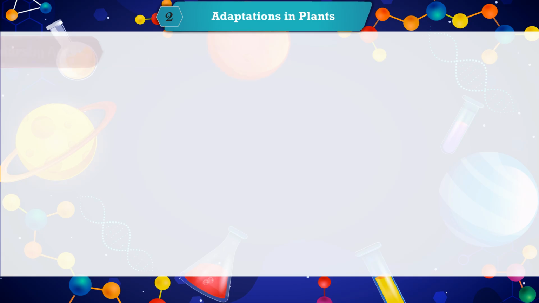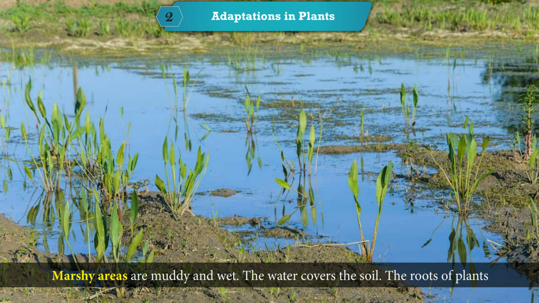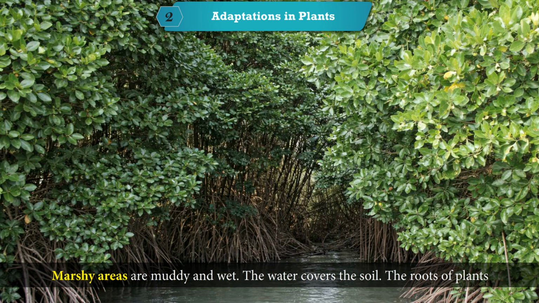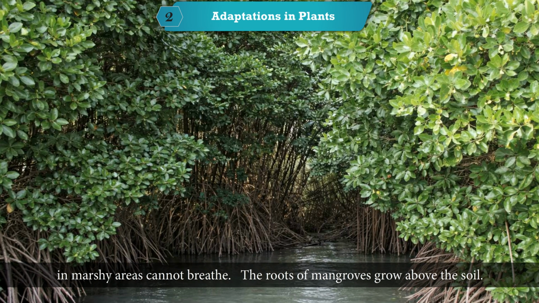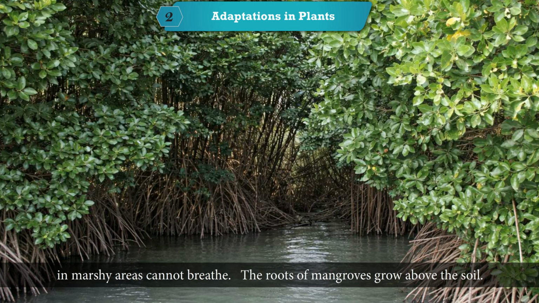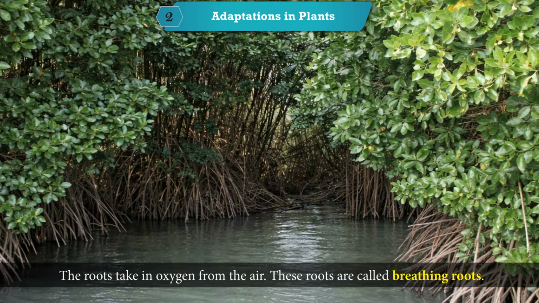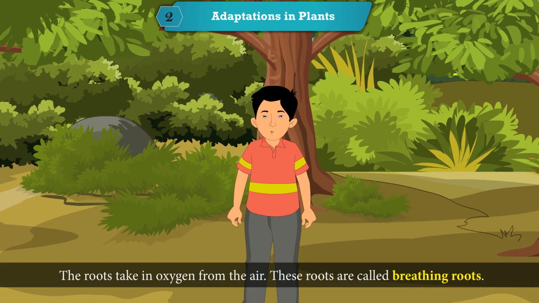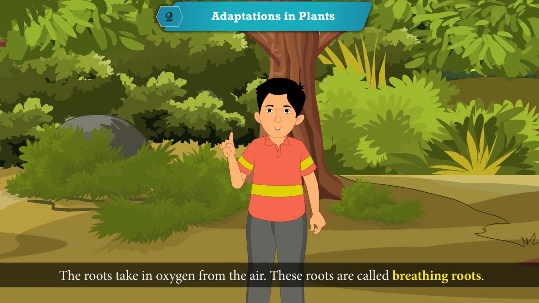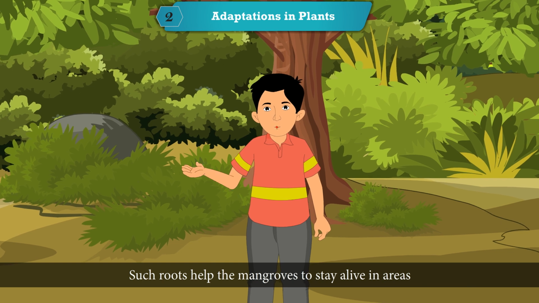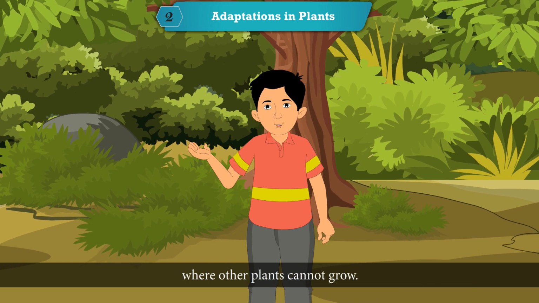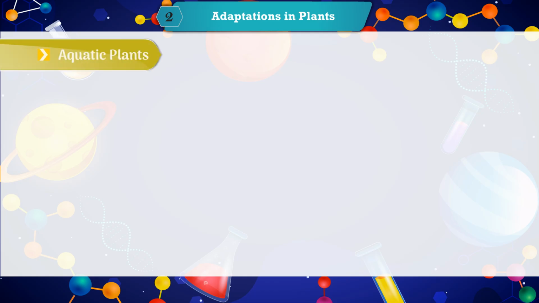Marshy areas. Marshy areas are muddy and wet. The water covers the soil. The roots of plants in marshy areas cannot breathe. The roots of mangroves grow above the soil. The roots take in oxygen from the air. These roots are called breathing roots. Such roots help the mangroves to stay alive in areas where other plants cannot grow.